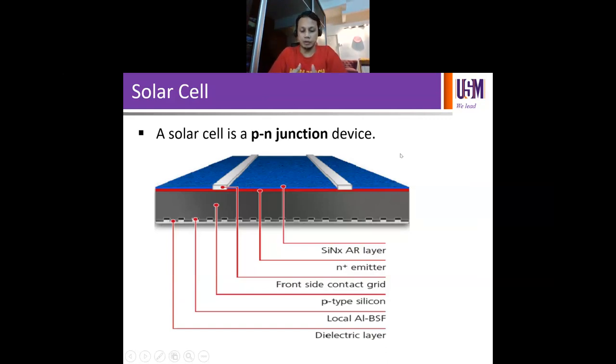All right. Previously, we have learned that a solar cell is a PN junction device. So to be able to work, we have to have a P type and an N type material together. Then we have to have a front contact and a rear contact. So this is basically what I call a simple structure of a solar cell. Let us go through one by one. What is actually in the solar cell?